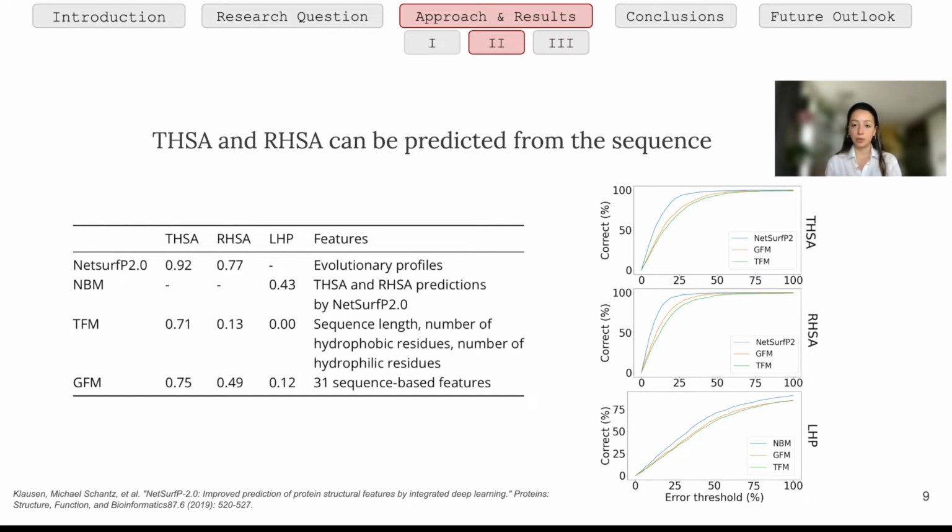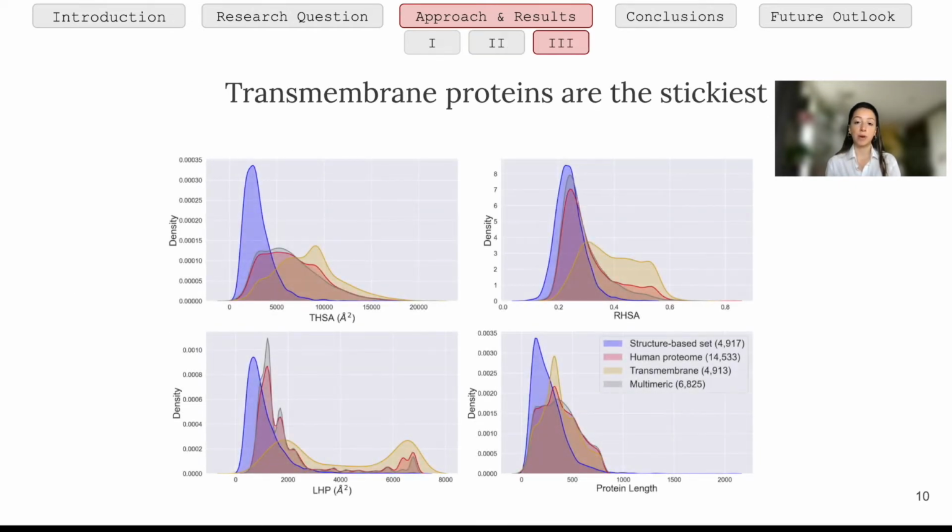Firstly, before I move to the further results, I would like to refresh your mind about the datasets that were used in this study. In blue, we have structure-based definitions from the PDB. We show the sequence-based predictions in the human proteome in red. And within the human proteome, we selected subsections of transmembrane proteins in yellow and multimeric proteins in gray. For approximately 15,000 proteins in the human proteome, we were able to predict all our three measures: total hydrophobic surface area, relative hydrophobic surface area, and largest patches. This figure shows a comparison of the distribution of these definitions within these sets.